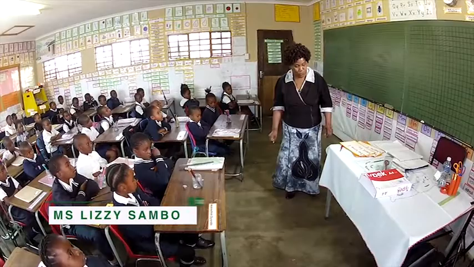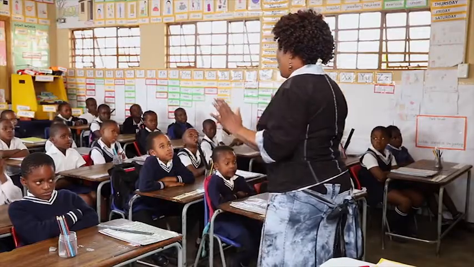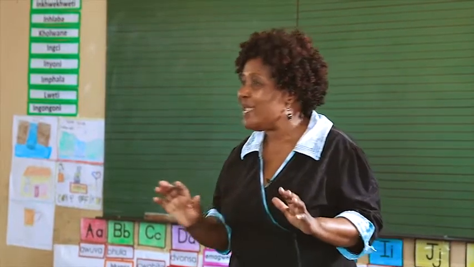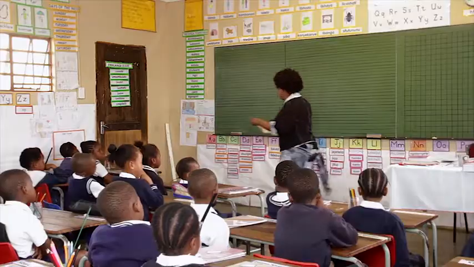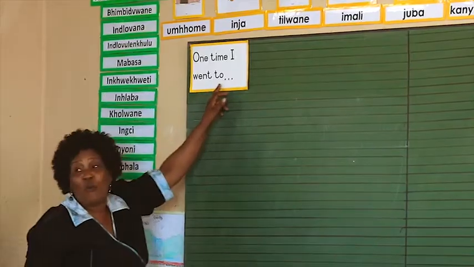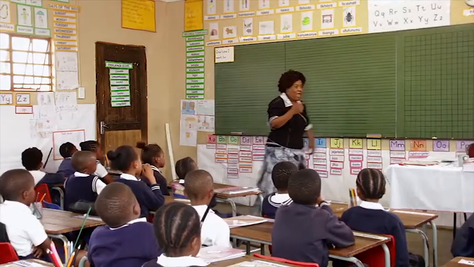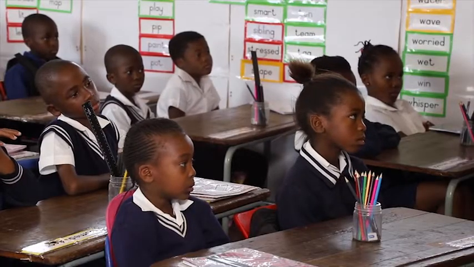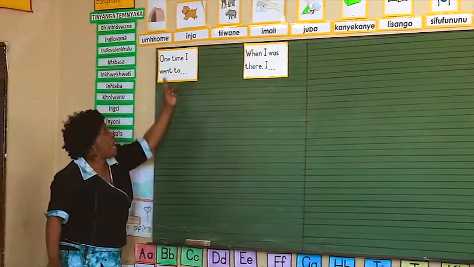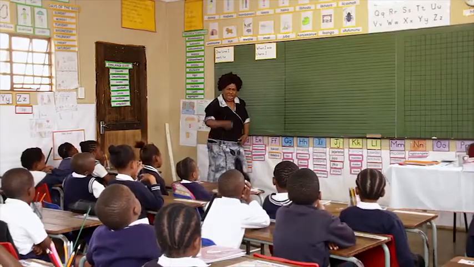Today we are going to do writing. So what are we going to write about? Let us think about any place that you have been. So our writing frame for today is: one time I went to. We are going to think of the places where we have been. When I was there, one time I went to. When I was there, so I have to think.